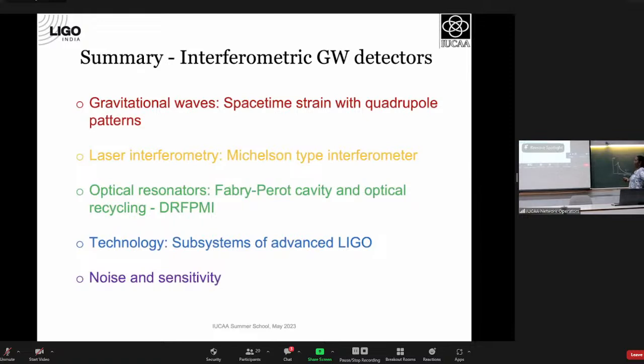So to summarize, we've seen that gravitational waves are a space-time phenomenon with a quadrupole squish and stretch pattern. Then we talked about laser interferometry, where we saw how a Michelson interferometer can detect a gravitational wave. Then we saw how we arrived at the complicated dual-recycled Fabry-Perot Michelson interferometer pattern. And then we saw a little bit about the subsystems and how technology is being pushed to get more sensitivity out of the interferometric gravitational wave detectors. And then we talked a little bit about noise and sensitivity, and that's what decides what we detect and what we see.